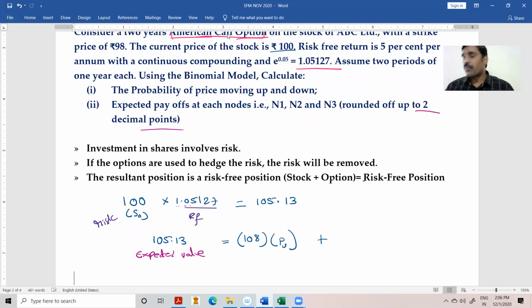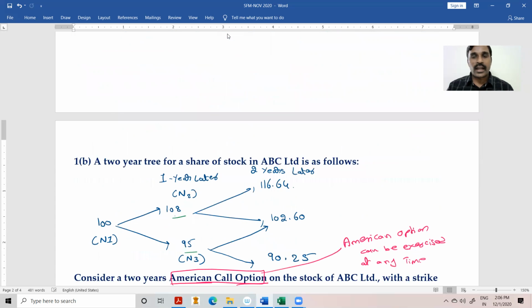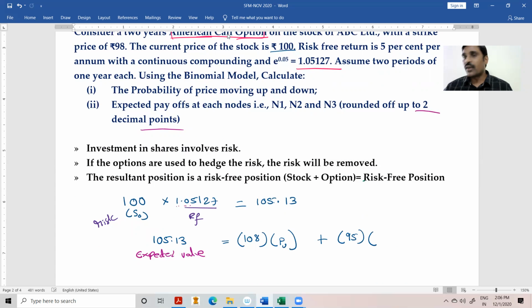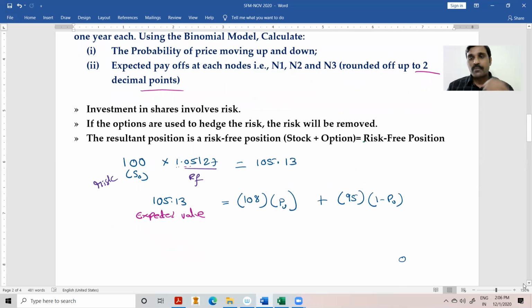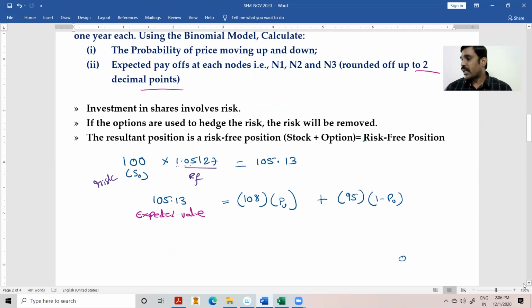Plus, the stock may go down. If the stock goes down, how much will I get? 95. What is the probability of going down? 1 minus the probability of up. As simple as that. If there is an 80% chance of rising, that means indirectly there is a 20% chance of falling. So the probability of down is 1 minus the probability of up. This is what we have to calculate.